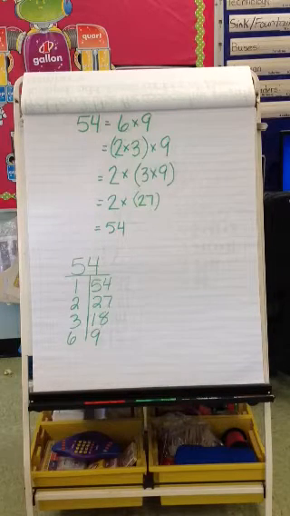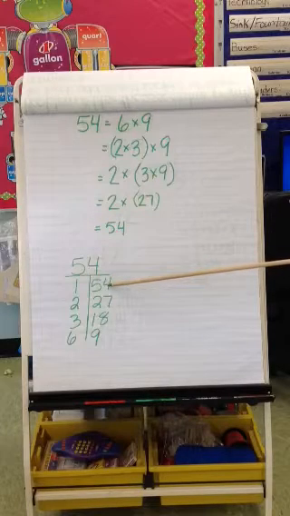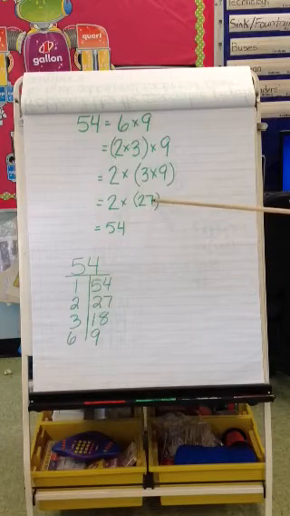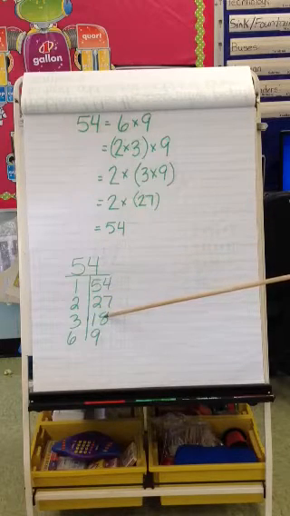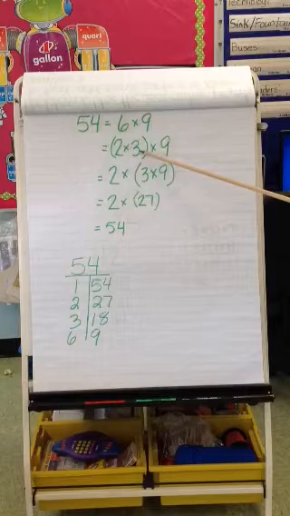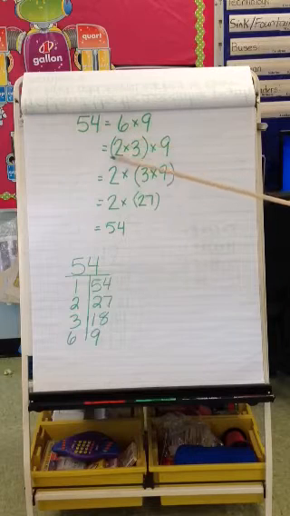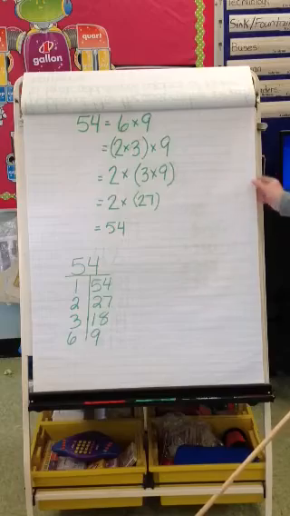So if I look at all my factors of 54, I have 1 and 54. I have 2 times 27, which I have right here. I have 3 times 18 because I divided, and 6 times 9 because that's one of your basic facts. So very quickly, by using the associative property and moving my parentheses, I can find factors of larger numbers.